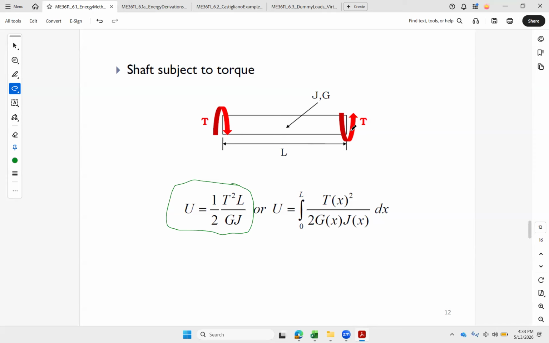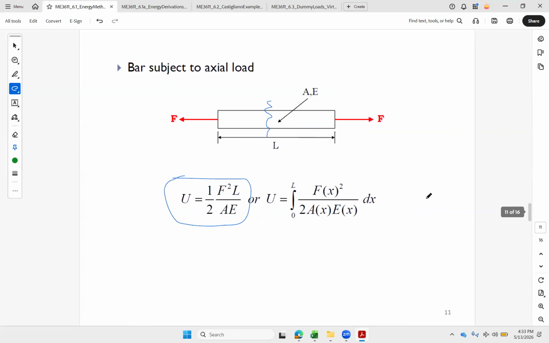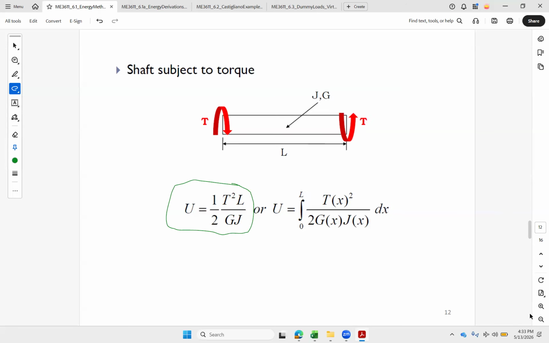We should be seeing kind of a common theme between these. We got a load squared on the top. We got a half. We got a material property and a geometry or cross-section property there. So T, G, and J. Before, we had force, there's our load. There's our material property E and our cross-section or geometric property of area. So we're going to see those same kinds of things as we go through.